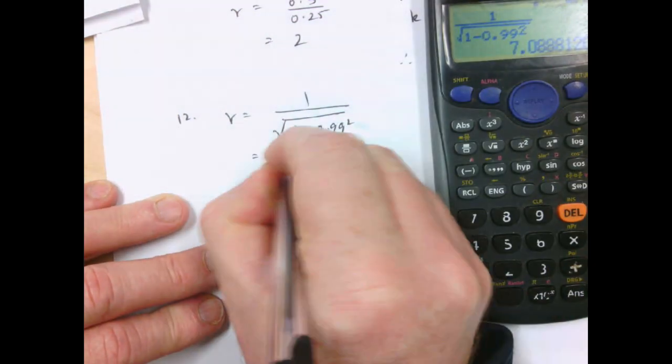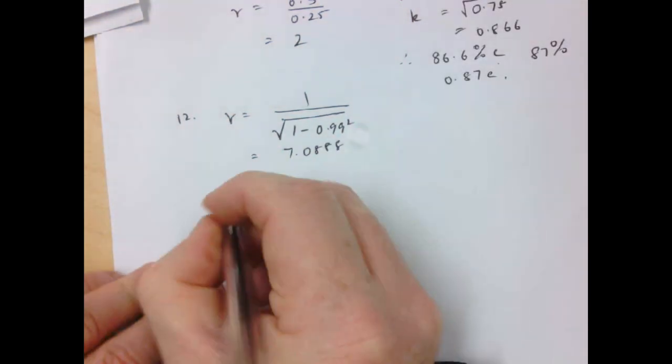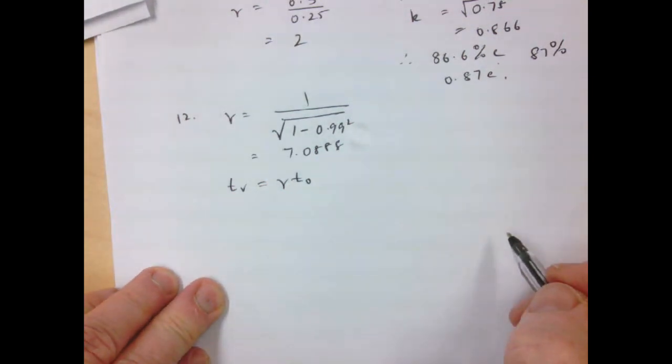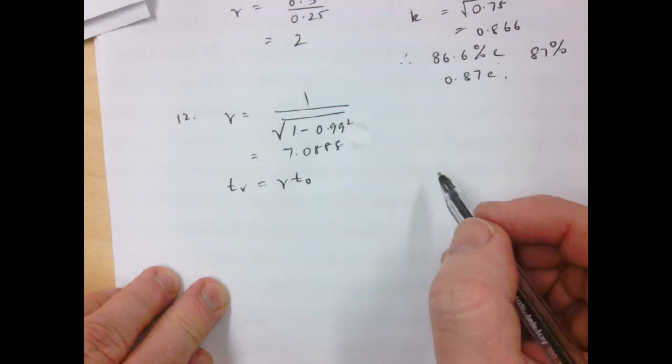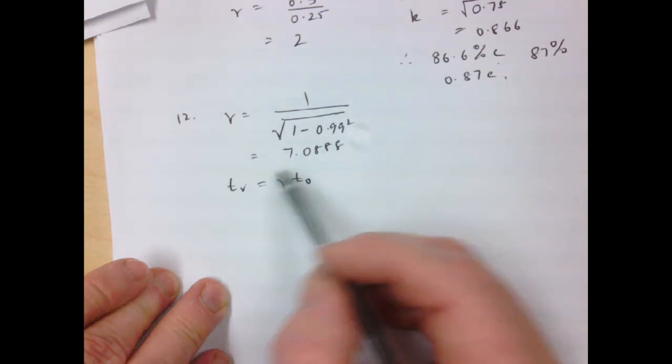And that is 7.0888. Now, Tv equals gamma T naught. Always write down your formulas before use. It does help examiners in the HSC to work out what you're doing, and they can give you marks even if you put the gamma and the T in the wrong place.